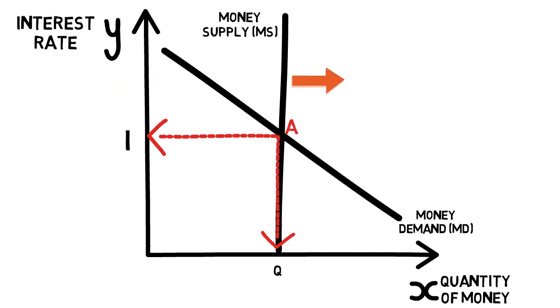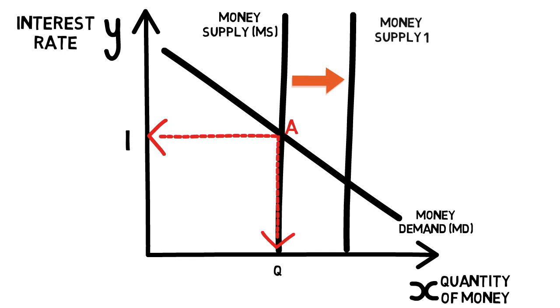point A. So for looking at expansionary monetary policy, we said that the money supply would increase, and we show this by a rightward shift of the money supply curve to money supply 1. In this situation here, the equilibrium interest rate and quantity changes down to point B. So this is the new point where money supply equals money demand.